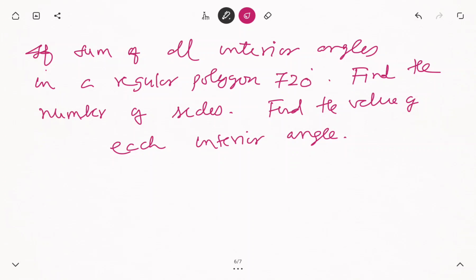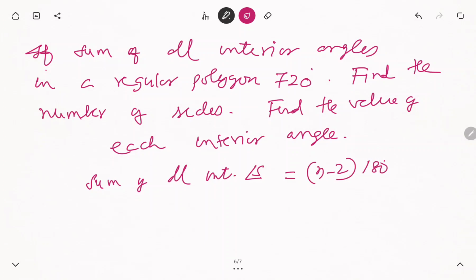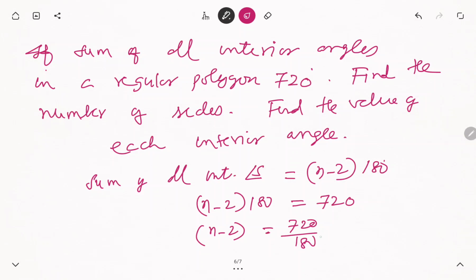So you know what is the formula for the sum of all interior angles in a regular or irregular polygon? Sum of all interior angles is equal to (n minus 2) into 180. This is the suitable formula to find the sum of all interior angles. Here the sum of all interior angles in a regular polygon is 720. So what is given? Sum is given. So you write here, (n minus 2) into 180 is equal to 720. Then what is n minus 2? 720 by 180 is how much? 4. Then n is 4 plus 2 is equal to 6. Correct, student? Now a 6-sided figure.